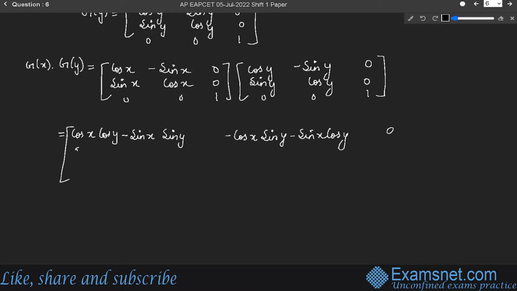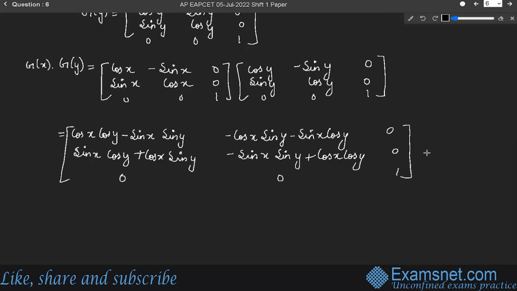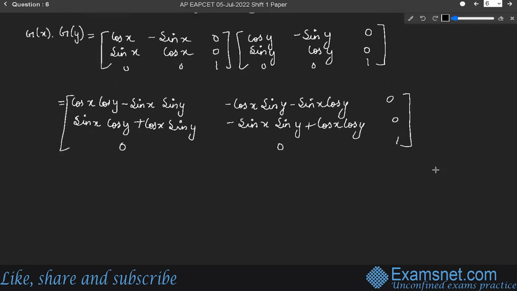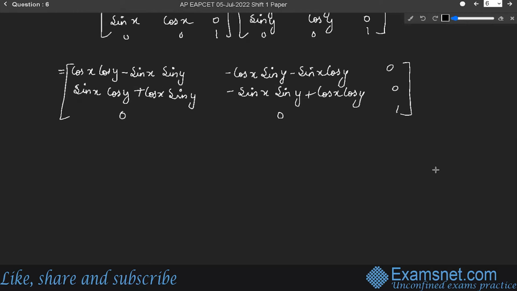Similarly, second row becomes sin x cos y plus cos x sin y, and minus sin x sin y plus cos x cos y, and 0. And the third row will be 0, 0 and 1. You can see that identity is formed. cos A cos B minus sin A sin B is cos of A plus B. Here A is equal to x and B is equal to y. So first term will be cos of x plus y.